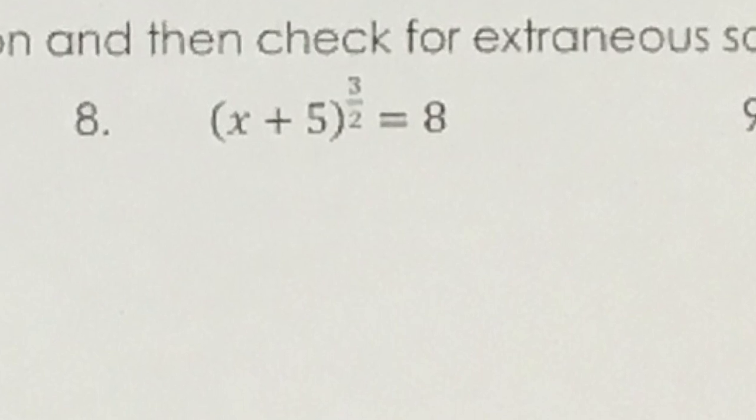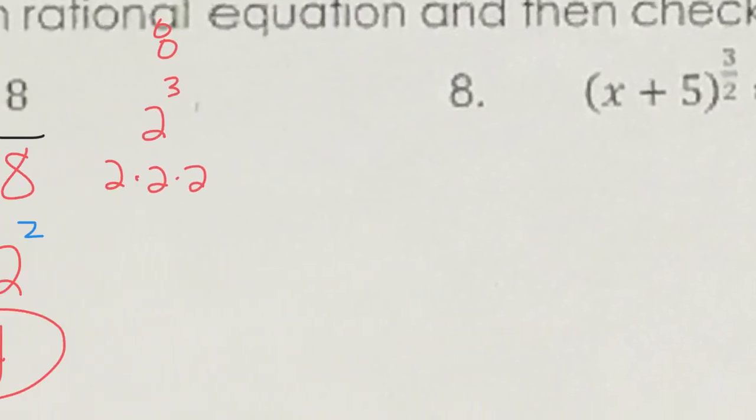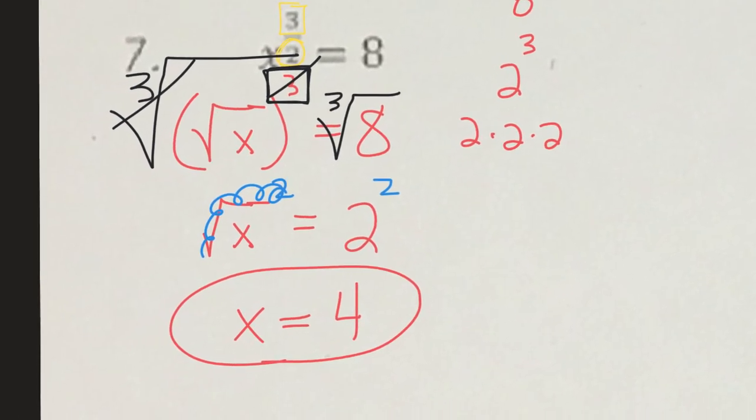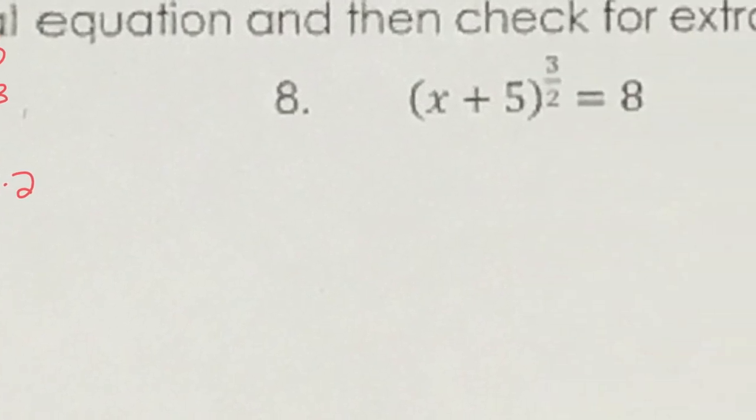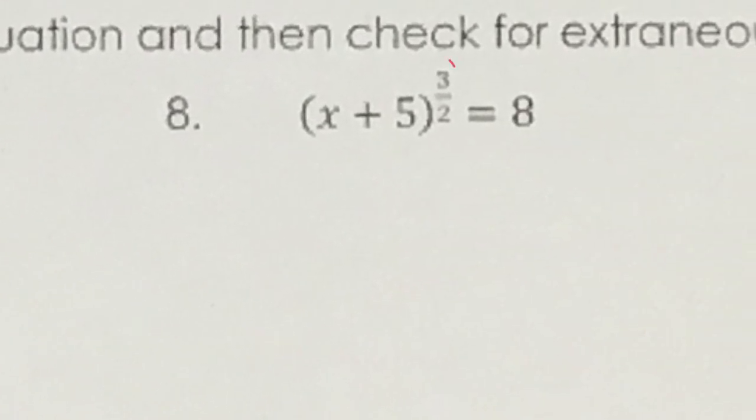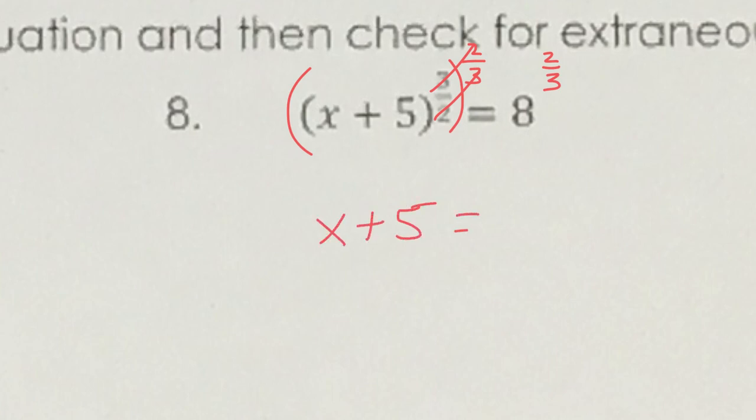Well, this looks very similar to our first problem here, number 7, doesn't it? Something raised to the 3/2 power. Okay, so one thing we can do, of course, is raise it to the reciprocal. So if it's a 3/2 power, we can raise it to the 2/3 power, right? We're reciprocating. So we're flipping those so that they both cancel out. Okay, they both cancel out. So we're just left with an x plus 5. But now we have to deal with this.